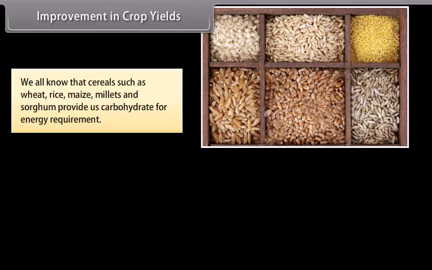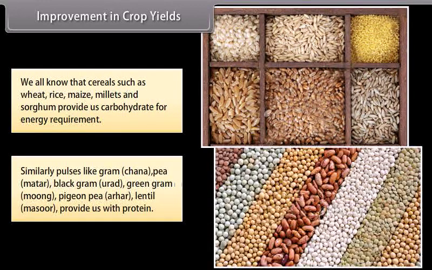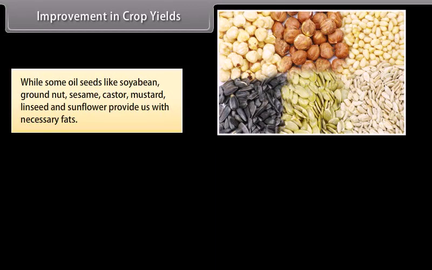Improvement in crop yields. We all know that cereals such as wheat, rice, maize, millets and sorghum provide us carbohydrate for energy requirement. Similarly, pulses like gram, chana, pea, matar, black gram, urad, green gram, moong, pigeon pea, arhar, lentil, masoor provide us with protein. While some oilseeds like soybean, groundnut, sesame, castor, mustard, linseed and sunflower provide us with necessary fats.